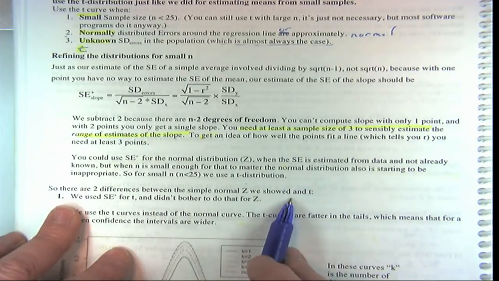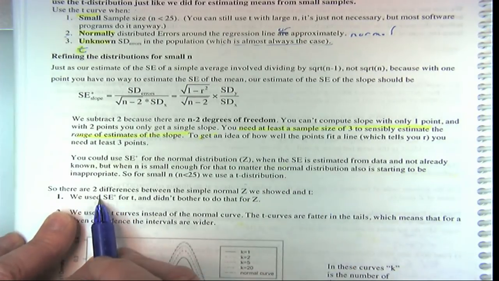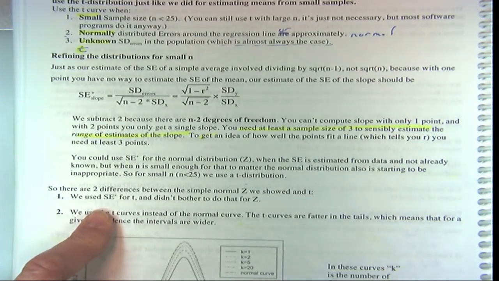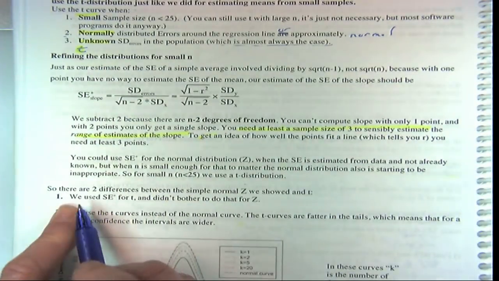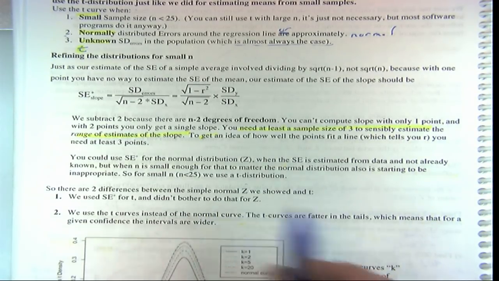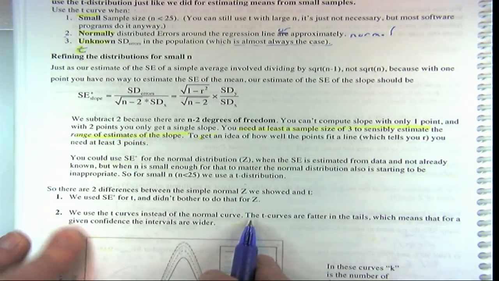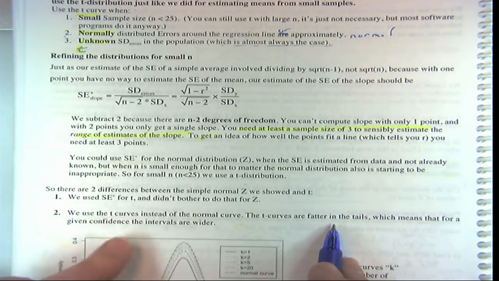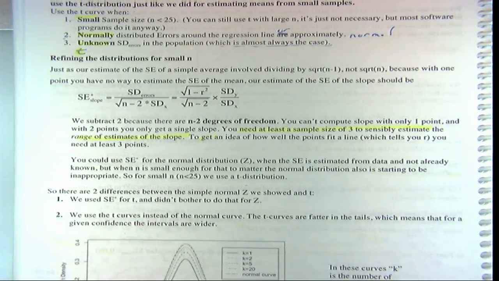So basically, there are 2 differences between the simple normal z that we showed and the t. The first one is we're going to divide by the square root of n minus 2. Like in the last example, instead of the square root of 100, we would divide by the square root of 98. Okay, we use SE plus for t, and we didn't bother to do that for z. It's never wrong, we just don't bother. And we use the t curves instead of the normal curve. As you know, it's probably good to see it over and over again. The t curves are fatter in the tail and lower in the middle, which means that for a given confidence level, the intervals are wider.